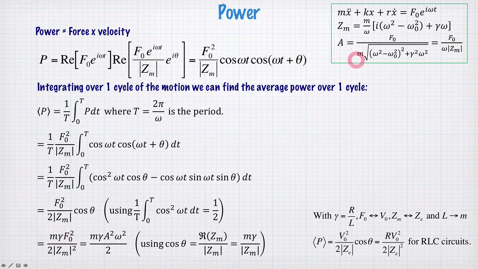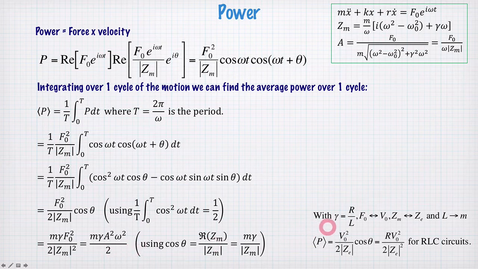Now we can also get rid of the mechanical impedance altogether by recognizing that this term here looks something like the amplitude of the oscillation. So the amplitude of the oscillation was given by this in terms of the force and the driving frequency and the resonant frequency, and it can be expressed in terms of the impedance like this. So in fact, we can find the total average power is given by m gamma A squared omega squared on 2. This is for mechanical systems.